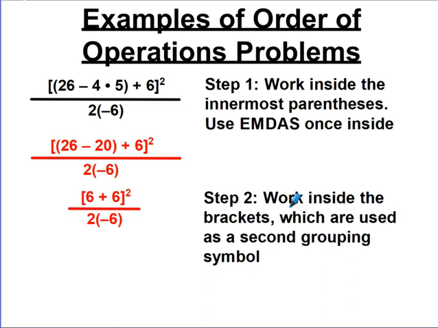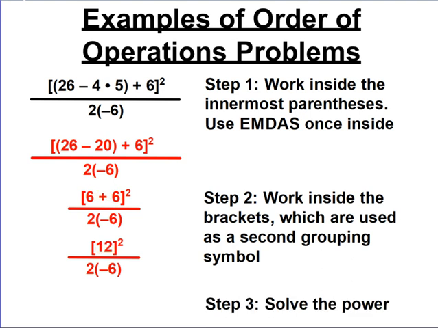So step 2 is to work inside the brackets. They're used as a second grouping symbol. So 6 plus 6 is what I just did. 6 plus 6 is equal to 12. And now I can finish the numerator by doing the exponent. Solve the power. 12 to the second power is 144. So I solved my numerator. Now I have to solve the denominator. So let's do that.